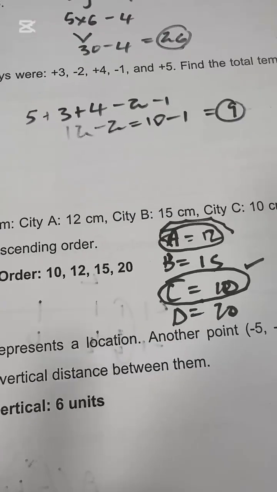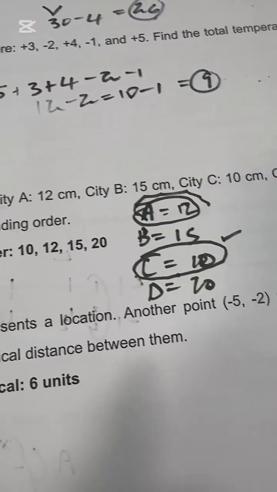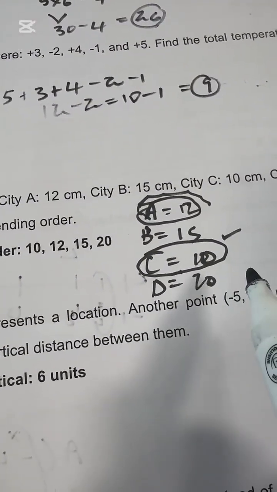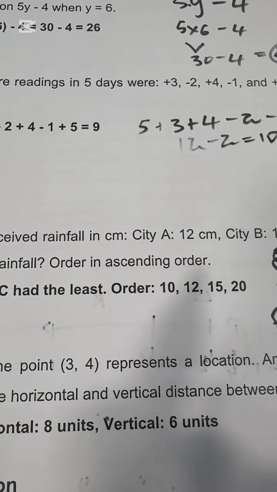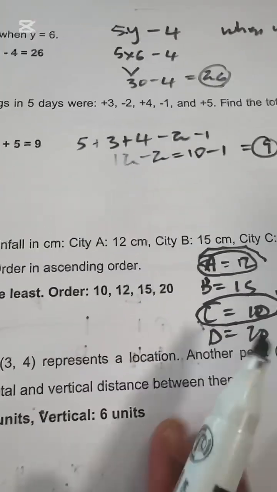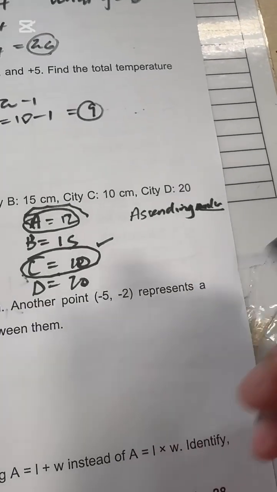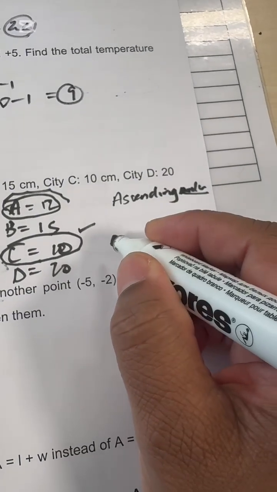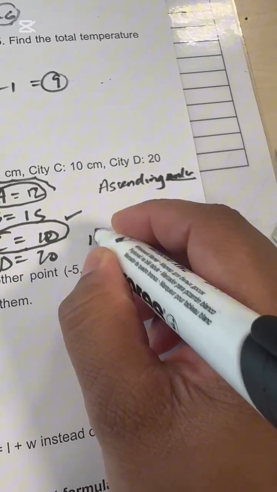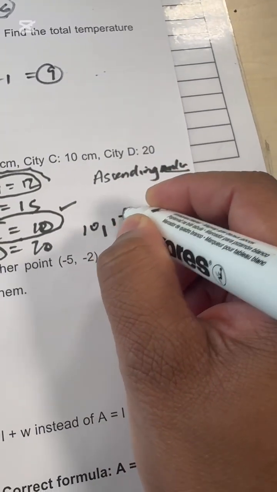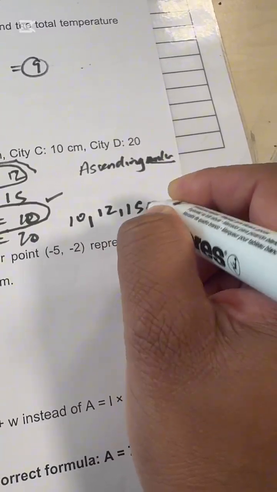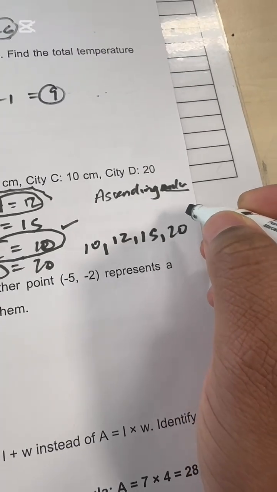So after listing the cities A, B, C, and D, I noticed that city C had the lowest, which is 10. Then it says order in ascending order. Ascending means from the smallest to the biggest. So ascending from the smallest to the largest. So the smallest one would have been 10, then 12, then 15, then 20. That's it. All right, next question.